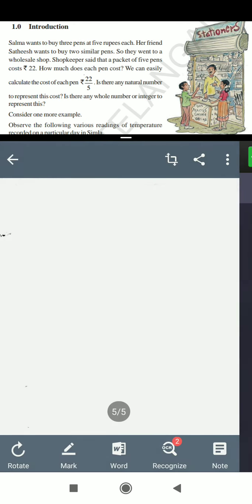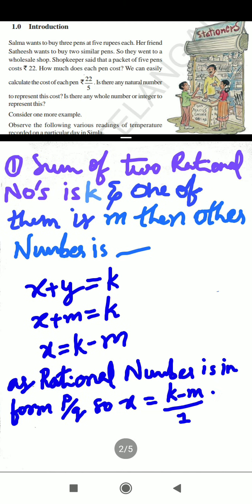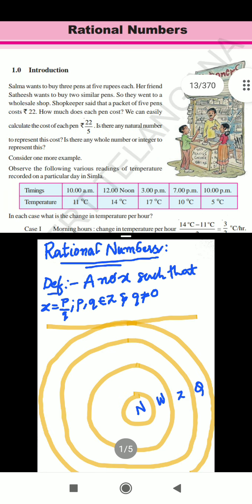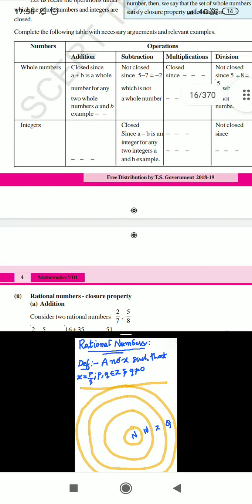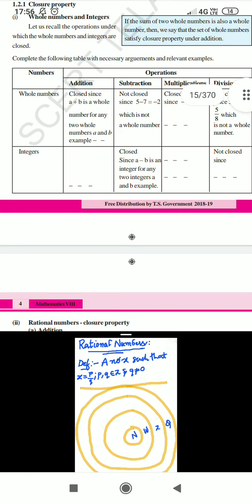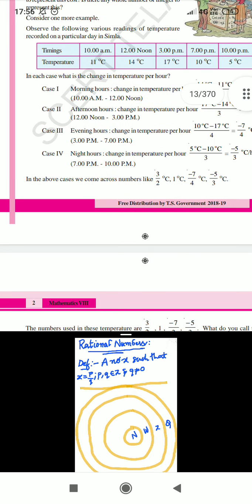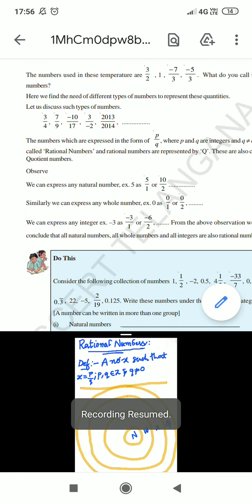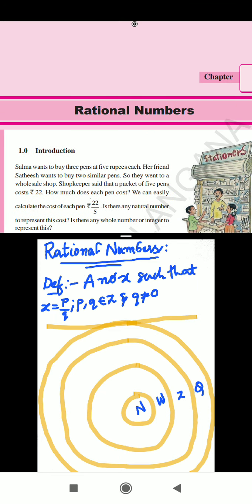Hope you enjoyed this session. In this session we have discussed rational numbers, one question, and real numbers. In our next session we will also discuss the properties of rational numbers, and two more examples that are given, those also we will discuss. Hope you understood this session. Let us end our session here.